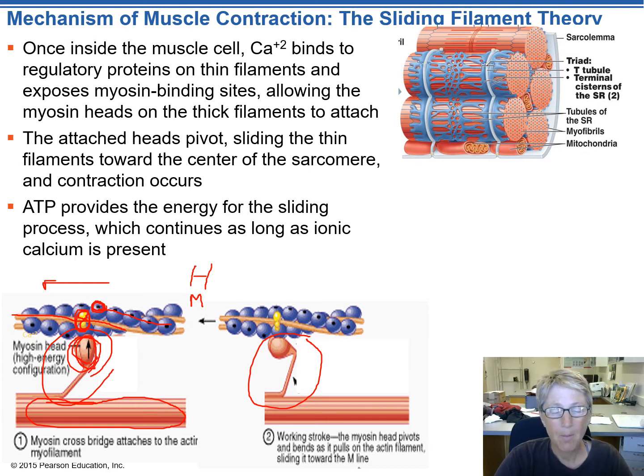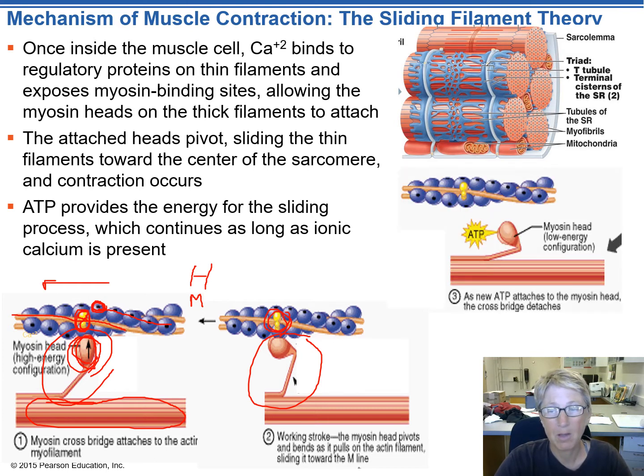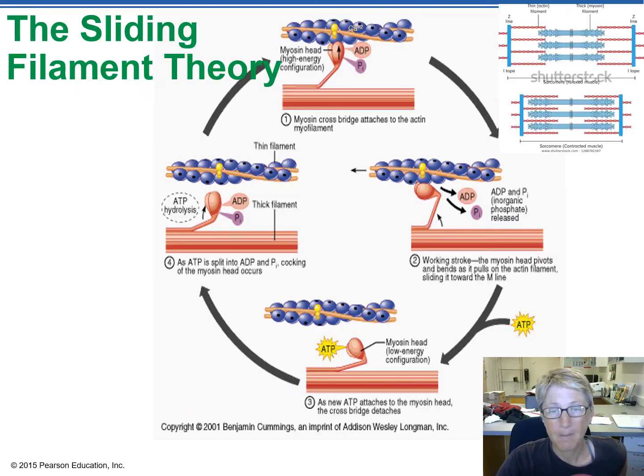And then you have to have ATP present in the muscle. As long as ATP is there and calcium is present, the troponin-tropomyosin complex is not covering the myosin head binding sites on actin. And ATP actually allows the myosin head to detach. If ATP is not present, the myosin head would stay stuck to the myosin binding site on actin.